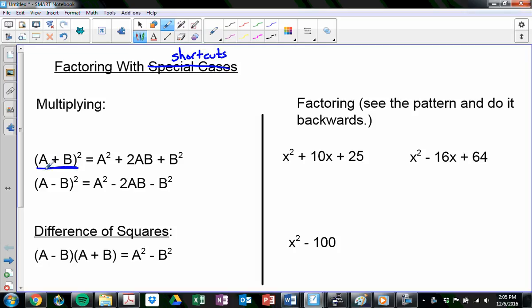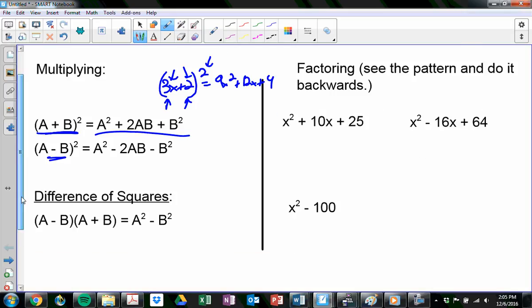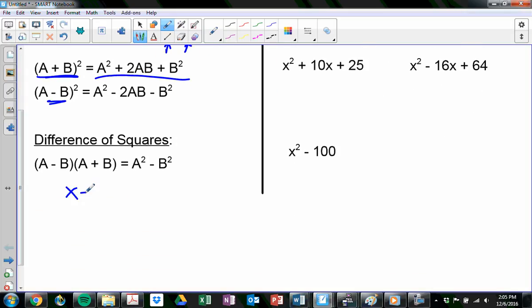Like we learned about how to multiply (a + b) squared very quickly. If we had (3x + 2) squared, we know it becomes 9x squared plus 12x plus 4, because we did this thing squared and this thing squared, and then this times 2. Something we learned before. Same if it's a minus, you can multiply the minus very easily. A difference of squares, like (x - 3) times (x + 3), becomes x squared minus 9.